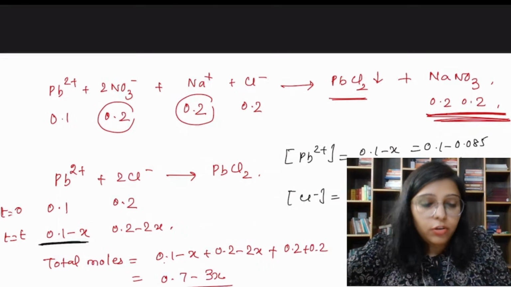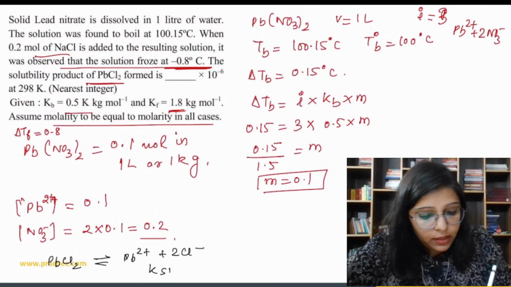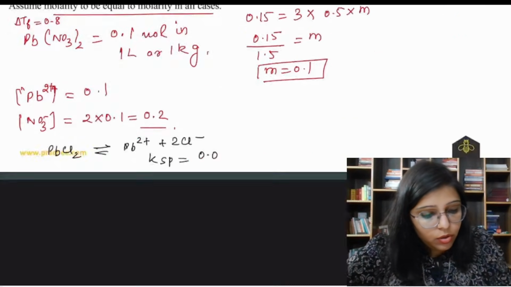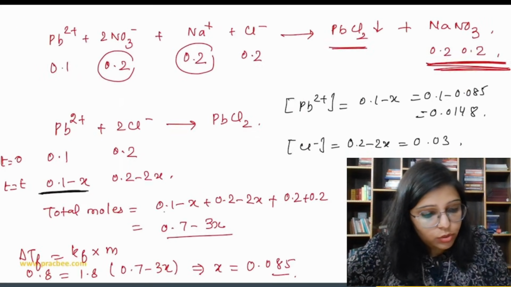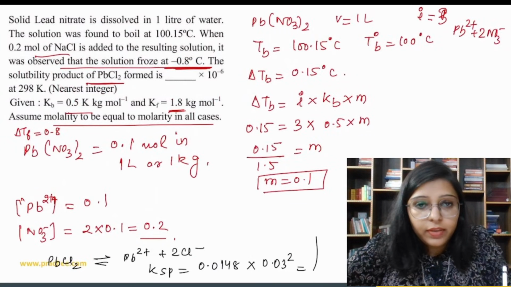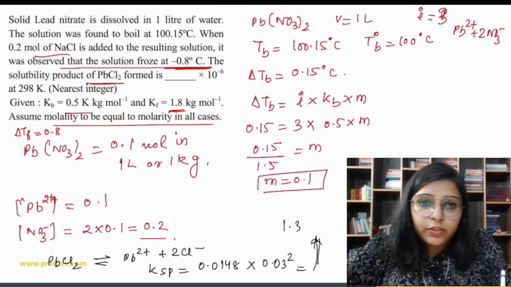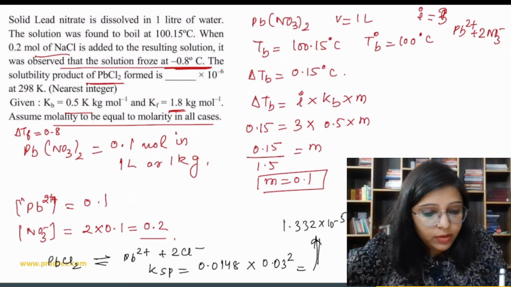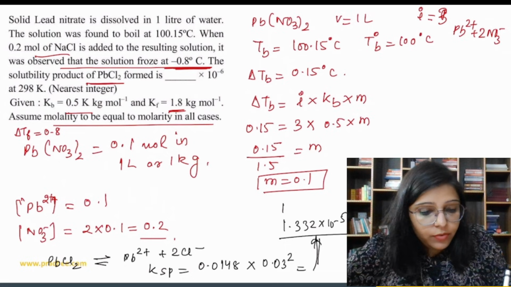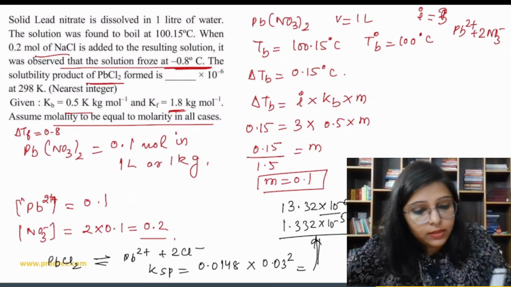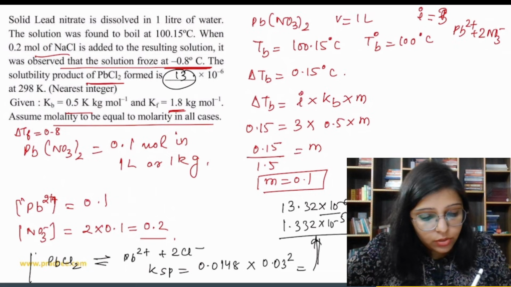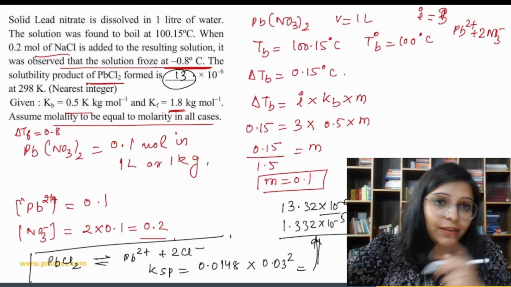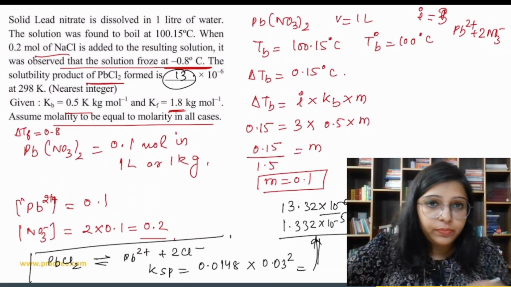Now Ksp, how to solve? That is Ksp, the concentration of this, 0.0148 into 0.03 squared. So on solving this, what do you get? You get 1.332 into 10 to the power minus 5. But we have to report the answer in terms of 10 to the power minus 6. So we write 13.32 into 10 to the power minus 6. So the answer is equal to 13. Okay, understood, clear. In that way, we are going to find out the value for Ksp.